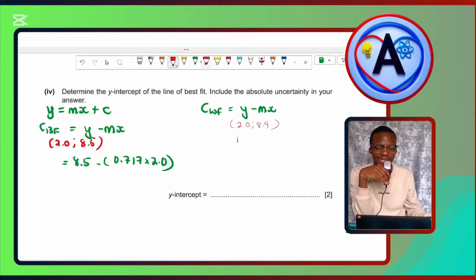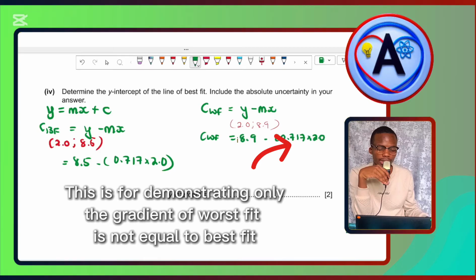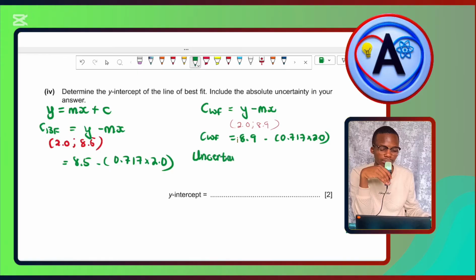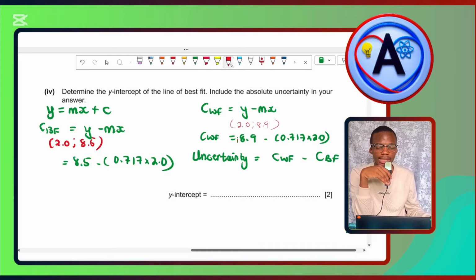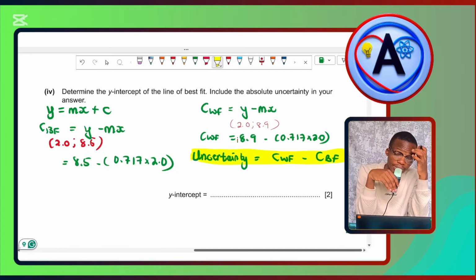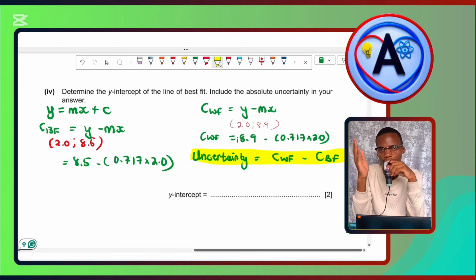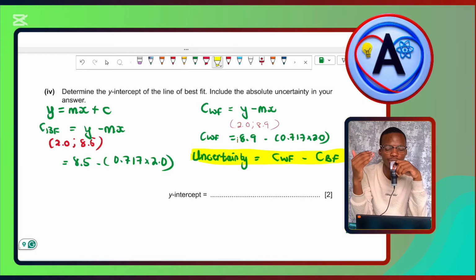8.9, who knows, right? So your y-intercept for the line of worst fit would just be again 8.9 minus 0.717 times 2.0, right? So now in order for you to get the uncertainty, it's therefore going to be the y-intercept for the line of worst fit minus the y-intercept for the line of best fit. This is the golden formula for these kind of questions, right? The y-intercept is going to be, therefore, you have both of them. The difference is the uncertainty. And you just quote your answer with the uncertainty. That's it, right? That's all you need to do.